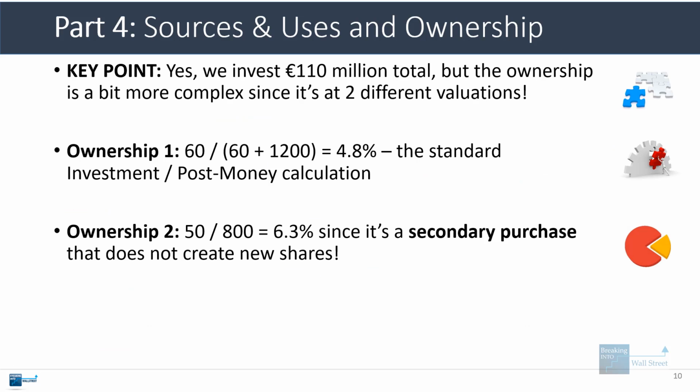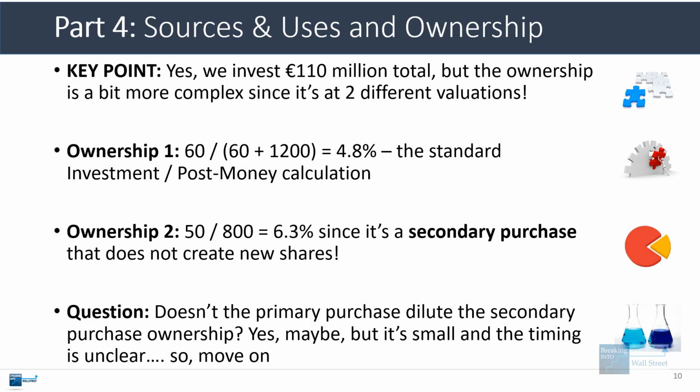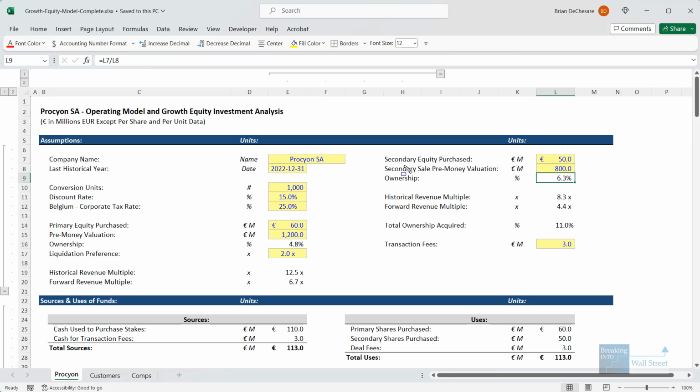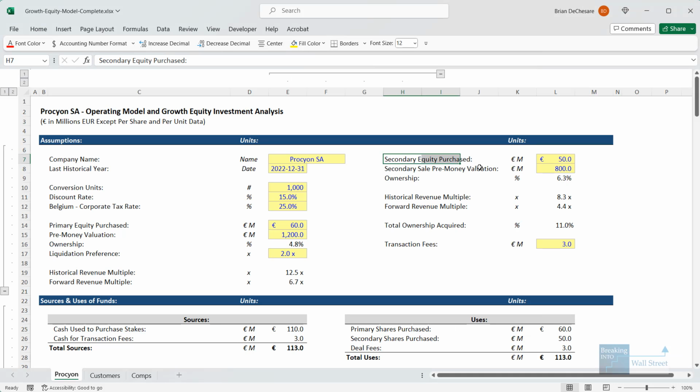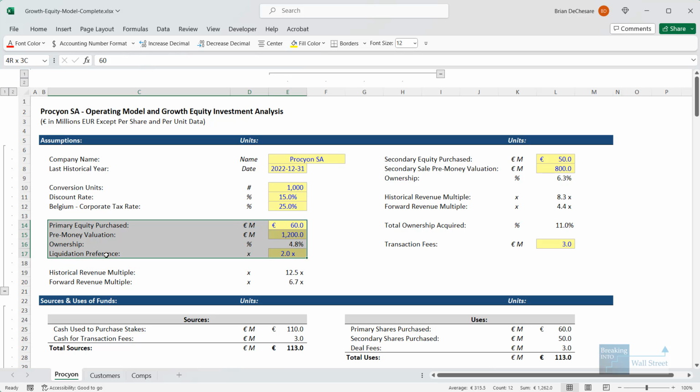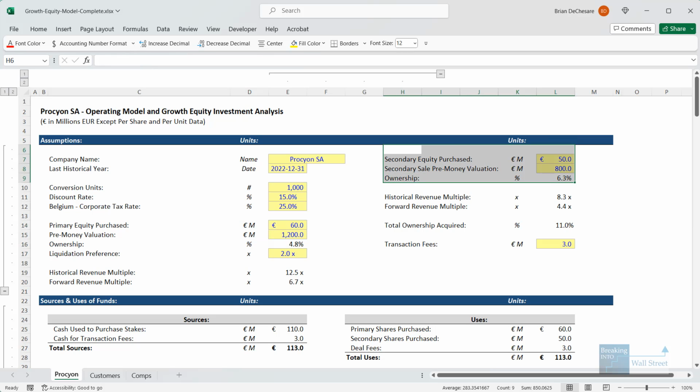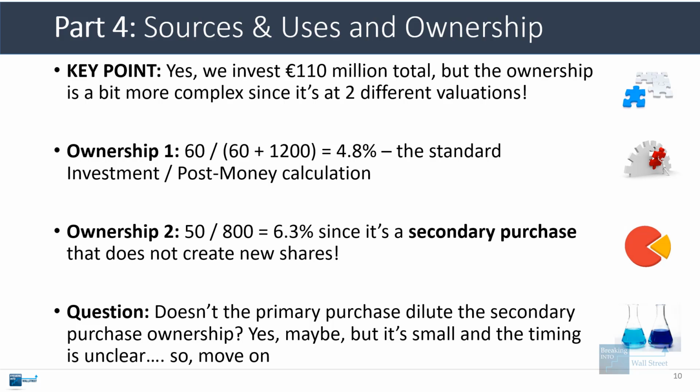One question you might have looking at this, if you're really paying attention, is shouldn't we change the 800 million here? Because after all, we invest the 60 million here. So shouldn't this be 860 million? And the answer is maybe. And if we do that, we do get slightly lower ownership. However, it's quite a small difference. It's a difference of maybe 0.3, 0.4%. And also the timing is unclear. If we actually buy the secondary shares first, and then we do the primary share investment, actually this calculation is fine. And we don't know the sequence of these investments, so I wouldn't worry about a point like this, to be honest, especially in a very time-pressured case study.